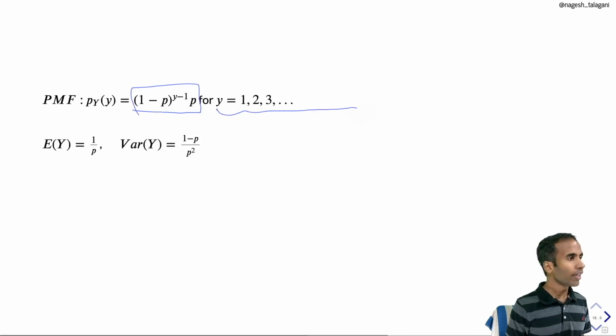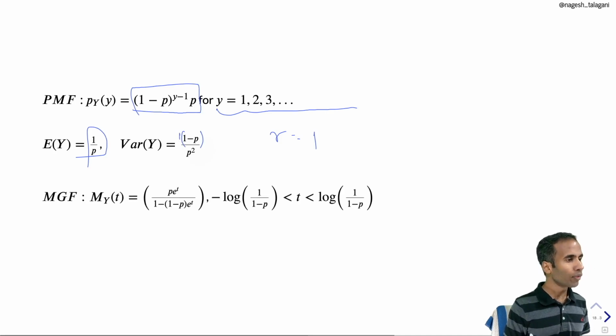Also, we can write the expectation of y as r by p. Actually, it should be r by p, but r equals 1. The variance of y is going to be r times (1 minus p) by p square, again with r equal to 1, so (1 minus p) by p square. And the MGF of y we can also write. We already know the MGF of y, which is (p e power t) by (1 minus (1 minus p) e power t) power r. Here we are keeping r equal to 1. So this is going to be the MGF of y. Fine.